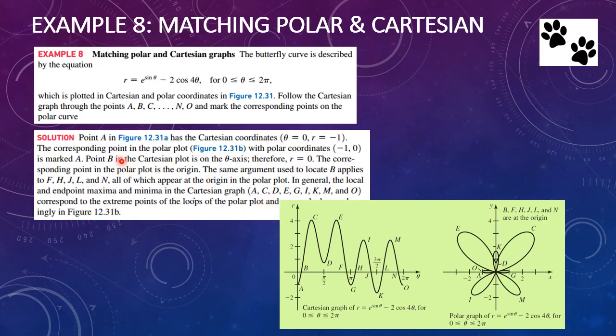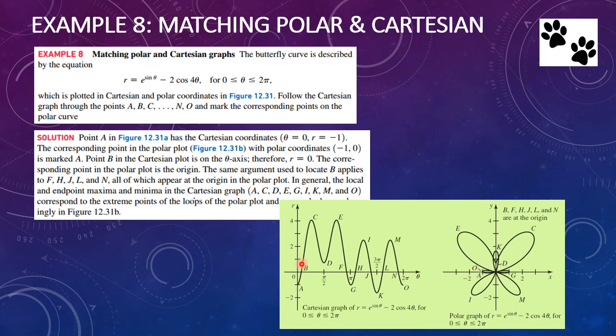Well, notice the point A in the Cartesian graph is r equals negative 1 and theta equals 0. So we get (negative 1, 0). This is marked as A on this other plot as well, because remember, x equals r cosine theta, and the cosine of 0 is 1, so we get negative 1. And y is r sine theta, and sine of 0 is 0, so we get (negative 1, 0) there. And that's our point A.